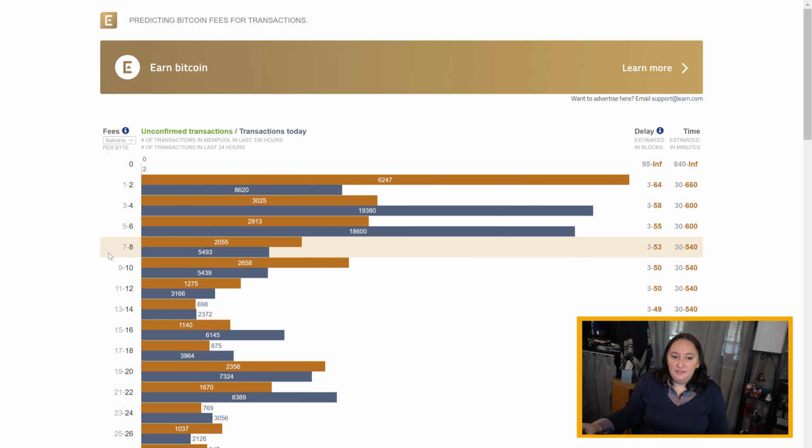If you look over here on the left, you can see the transaction fees broken down by satoshis per byte. Satoshis are the smallest unit of Bitcoin and equal 1/1,000,000th of a Bitcoin. On the right here, we can see the estimated number of blocks it might take to get our transaction confirmed if we were to pay the number of satoshis on the left. On the right, they also give you the estimated amount of time this process might take for a transaction to be confirmed if we pay this transaction fee on the left.